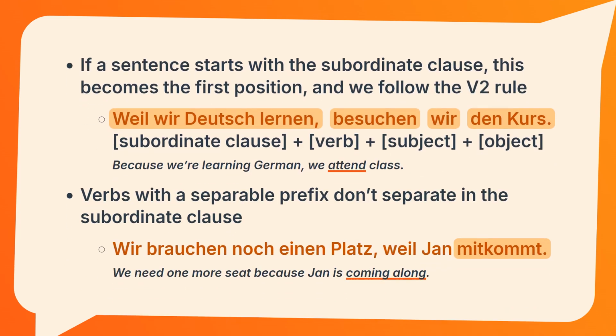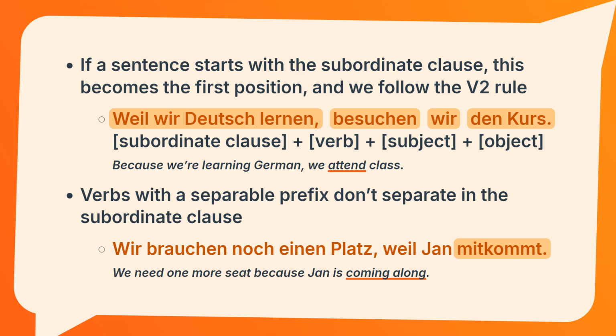Subordinate clauses don't always have to be at the end of the sentence. If we put the clause at the start of the sentence, we treat the clause as the first element and apply the V2 rule. That means we're left with a sentence that starts with the subordinate clause, followed by the verb in position 2, the subject in position 3, and so on. Weil wir Deutsch lernen, besuchen wir den Kurs. Because we're learning German, we attend class. Notice that besuchen is in second place, with everything before the comma being the first place.